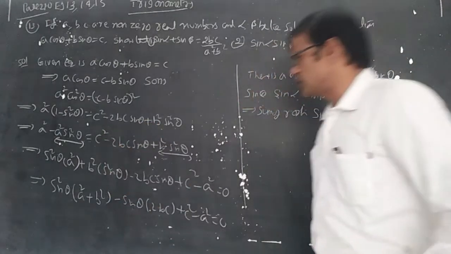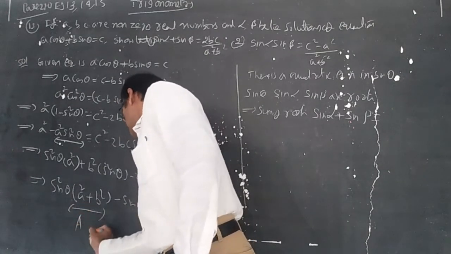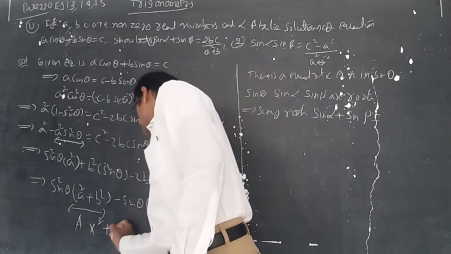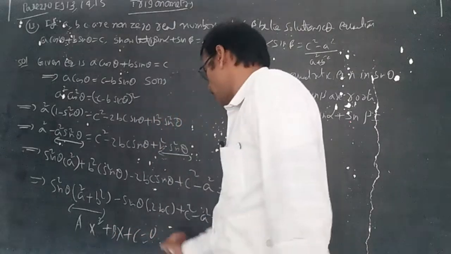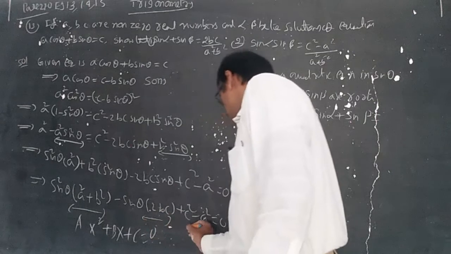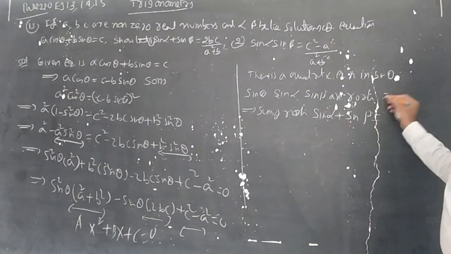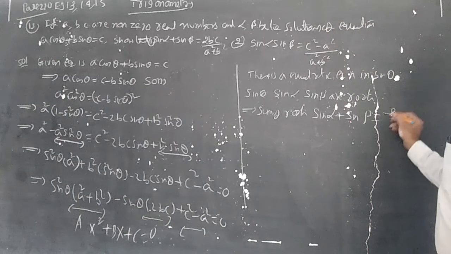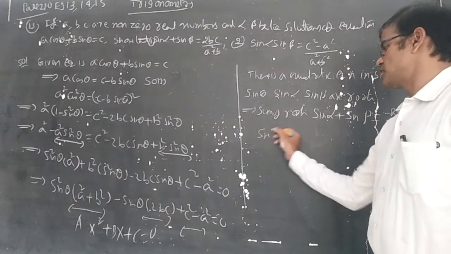So minus b by a means here this is a, the coefficient of x square. I am writing ax square plus bx plus c is equal to 0, so this is b and this is c. The formula of sum of roots is equal to minus b by a. So sin alpha plus sin beta.